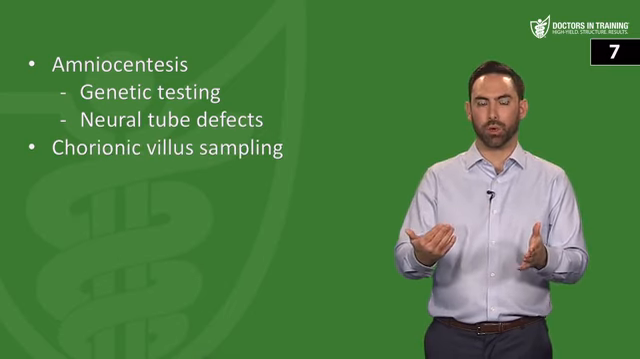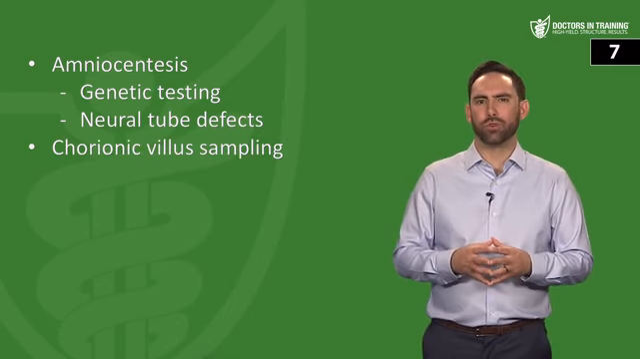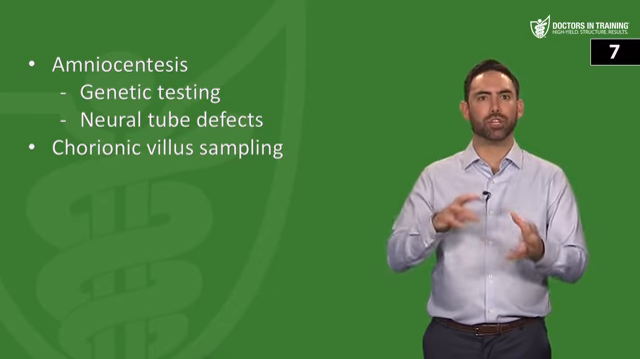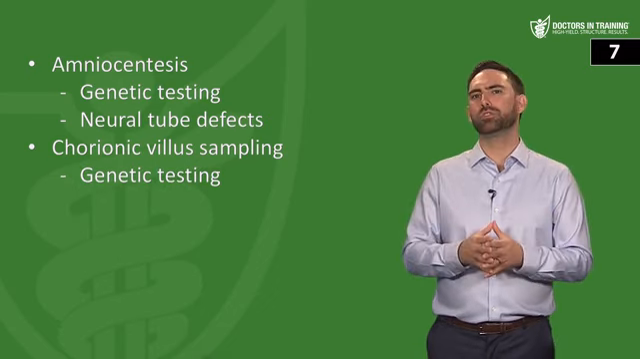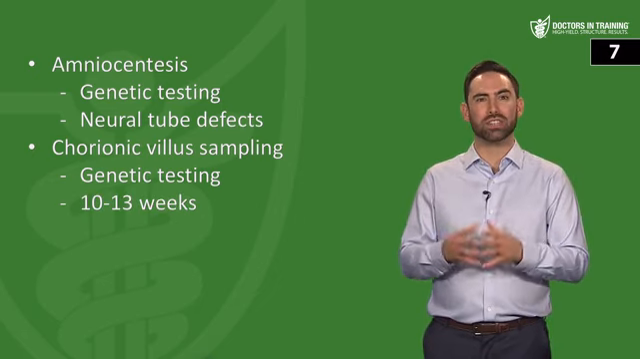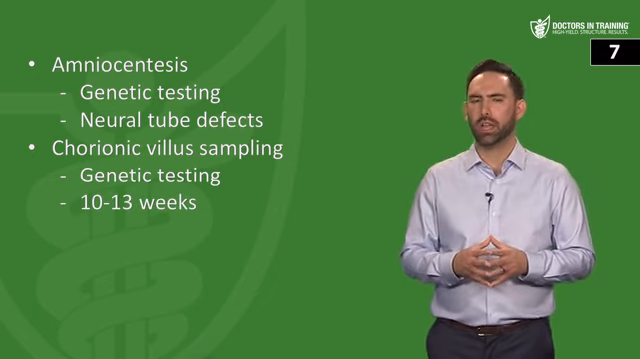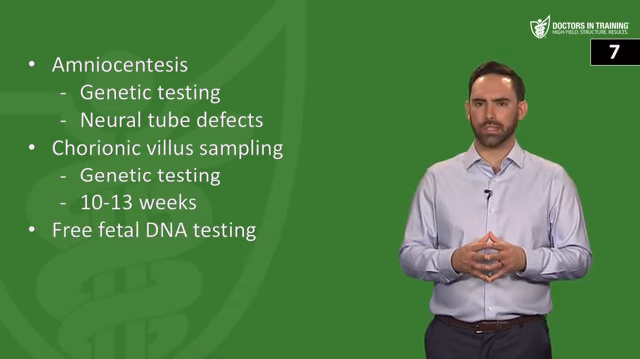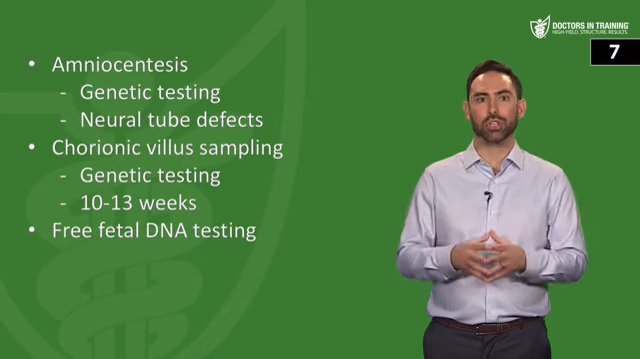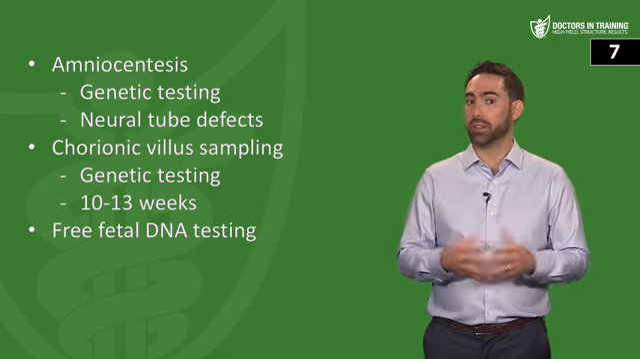Chorionic villus sampling, or CVS, is another invasive diagnostic test that's used for fetal karyotyping and genetic testing. The advantage of CVS is that it can be done earlier in pregnancy, between 10 and 13 weeks. Cell-free fetal DNA testing, which can be used to determine fetal sex early, in addition to providing an early screening modality for aneuploidy.